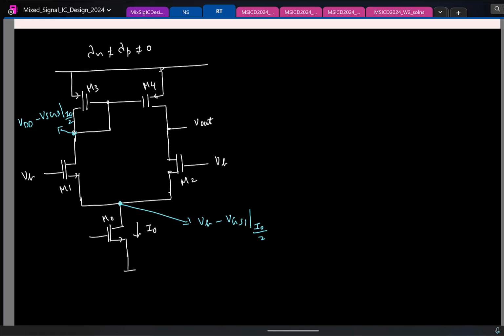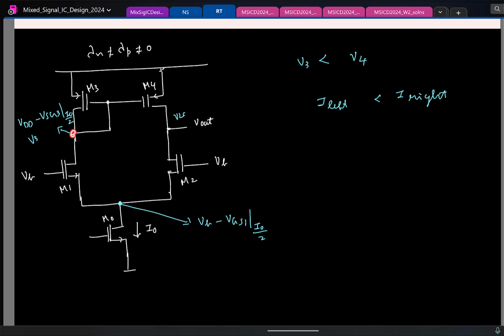If I call this potential some V4 and this is V3, how many possibilities can I have for V4 and V3? So let us say I assume this is less than V3. So I find that V3 is smaller. V3 is the drain voltage for the NMOS transistor. So which means the drain current, is the left side current smaller or the right side current smaller? With respect to NMOS, it looks like the left side current is smaller than right.